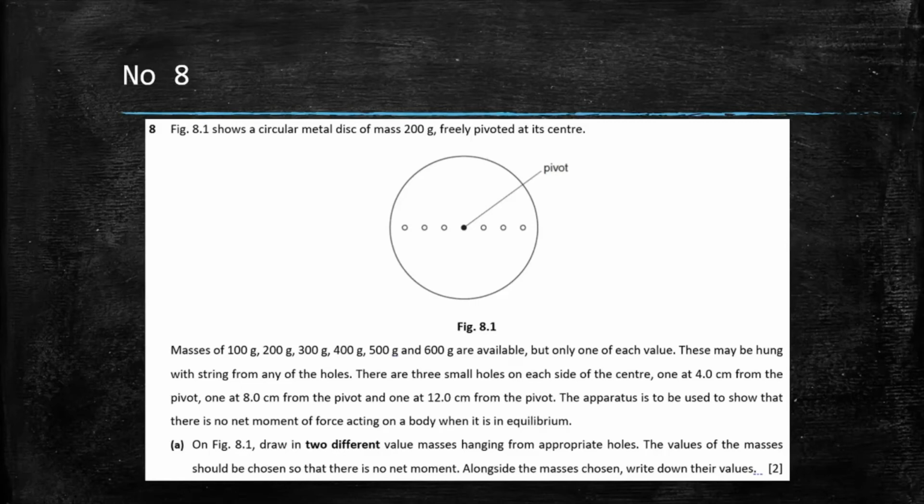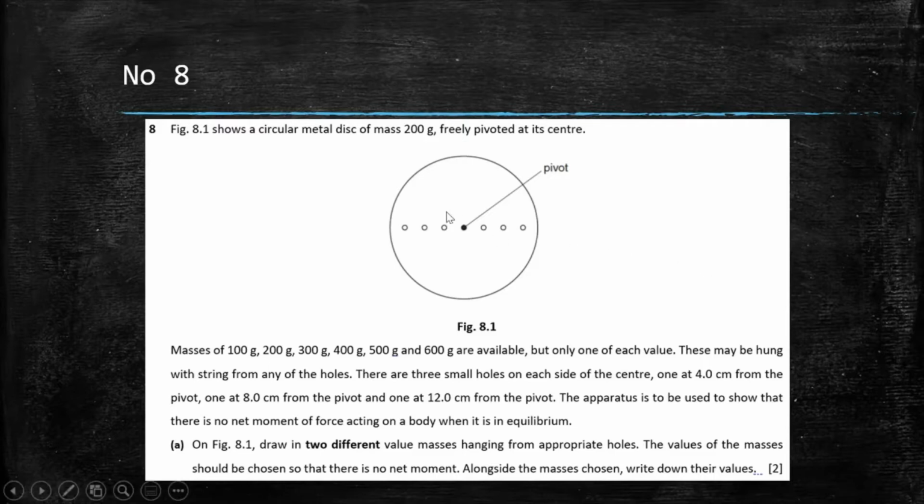Question number 8. Figure 8.1 shows a circular metal disc of mass 200 gram freely pivoted at its center. Masses of 100 gram, 200 gram, 300 gram, 400 gram, 500 gram, and 600 gram are available, but only one of each value. These may be hung with string from any of the holes.